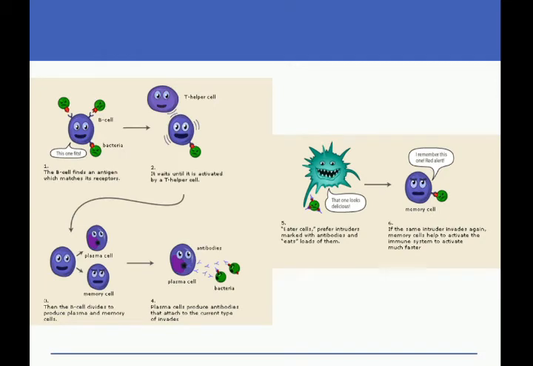So, number 1, if the B cell finds an antigen which matches its receptors, it waits until it is activated by a T helper cell. Then the B cell will divide into plasma cells and memory cells. Plasma cells produce antibodies that attach to the current type of invader. The phagocytic cells prefer intruders marked with antibodies and eat them. If the same intruder invades again, memory cells will help to activate the immune system much faster.